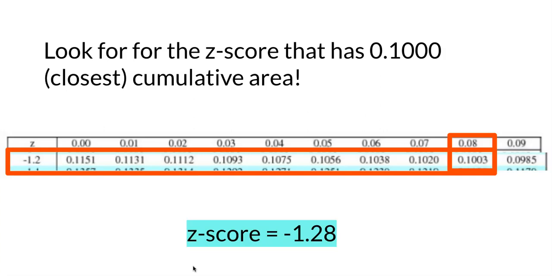So what you want to find is the z-score that has 0.1000, or the closest number, closest cumulative area. The one that I found, and this is what I screenshotted, was 0.1003. This number was the closest to 0.1000. So what I read was that the z-score is negative 1.28. So that's one method you can use using the table that I attached on page 5 and 6.